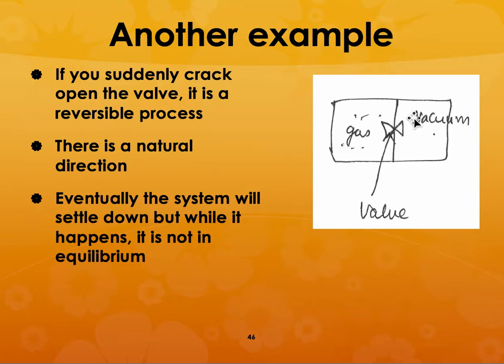But suppose you have two chambers, one where you have gas and the other one you have vacuum. So if you suddenly open the valve, then it is an irreversible process. The gas is going to escape into the vacuum area, and there is no way for that gas to escape back into the container. So you have lost the amount of volume of gas and there is no way for you to recover back. So there is a natural direction for this system. Eventually the system will settle down, but while it happens, it is not in equilibrium.